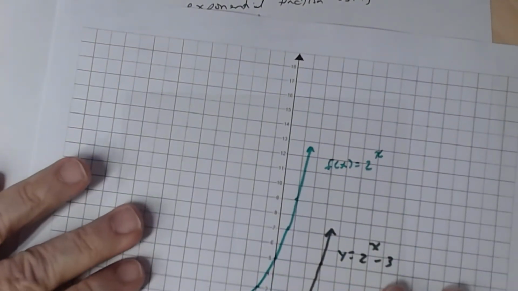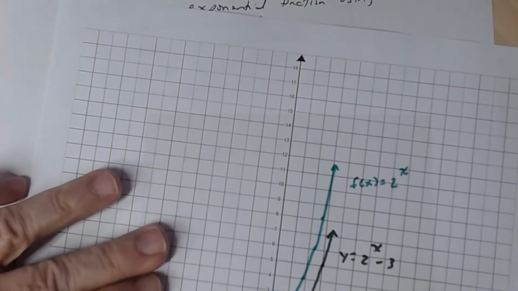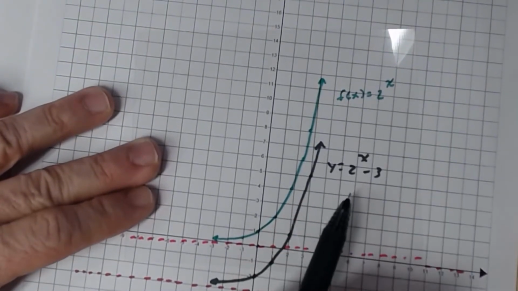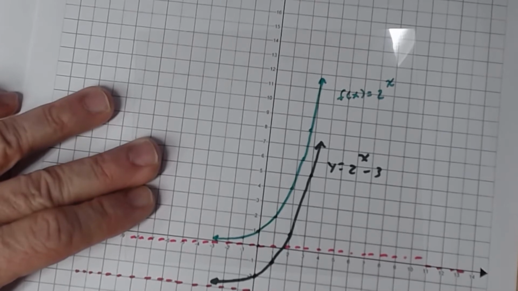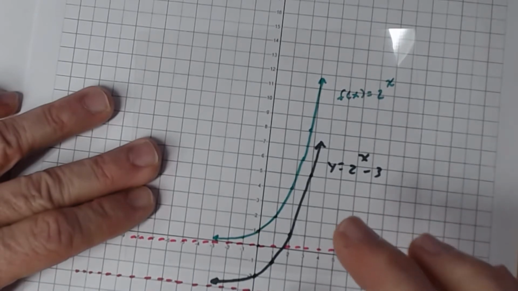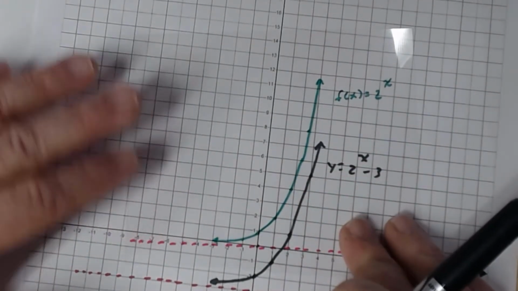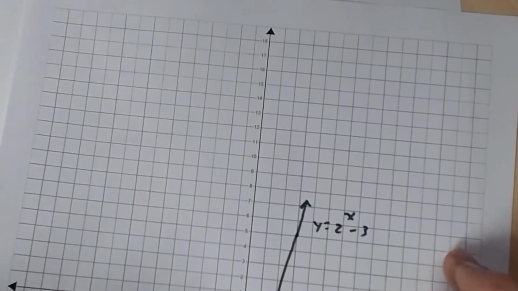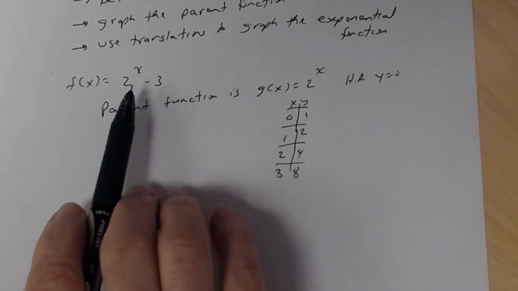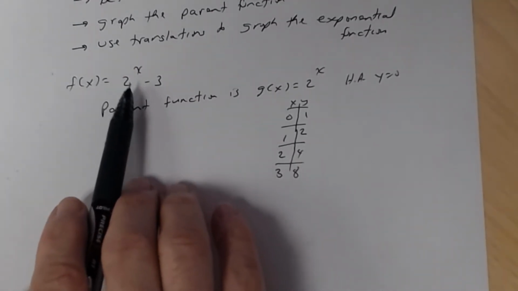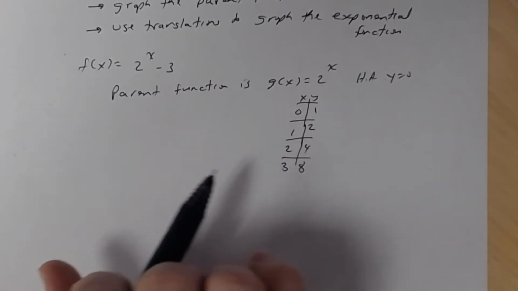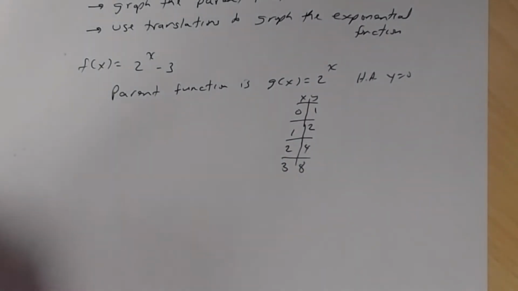Here's the graph of the function 2 to the x, and then this is 2 to the x minus 3. Notice they're different graphs. They're located in different places in the coordinate plane. They have the same shape, but they're in different places in the coordinate plane. So let's go back over here now. Once you want to graph this, you have to first determine the parent function. So here's the parent function. Then you're going to graph the parent function.